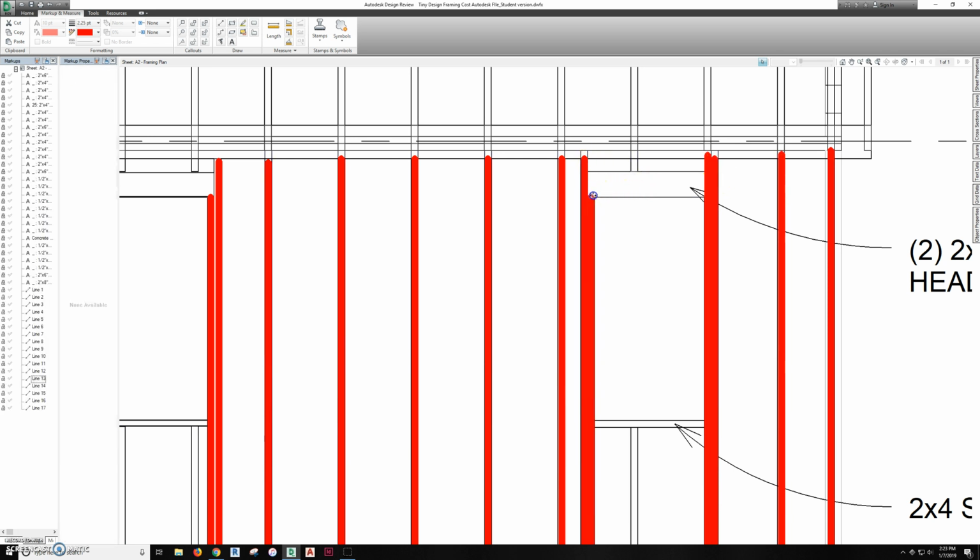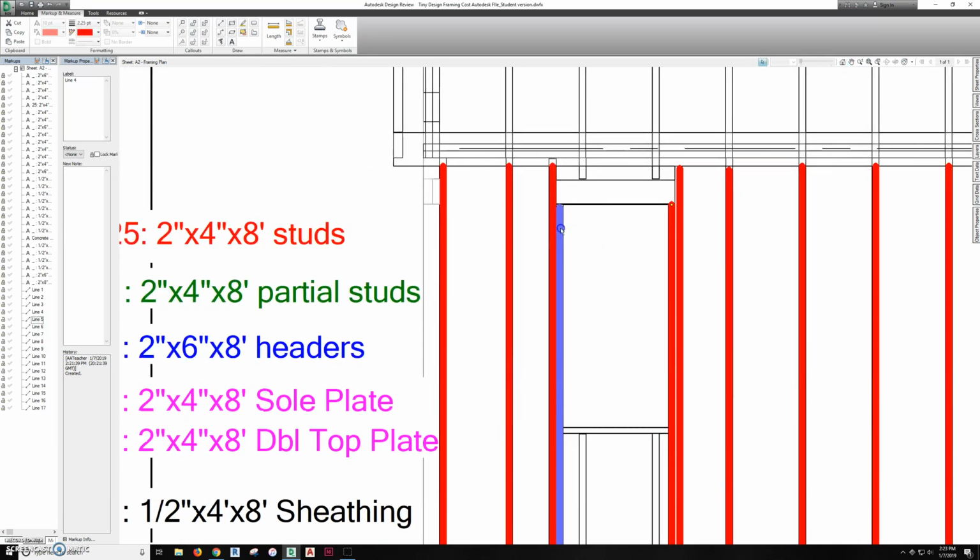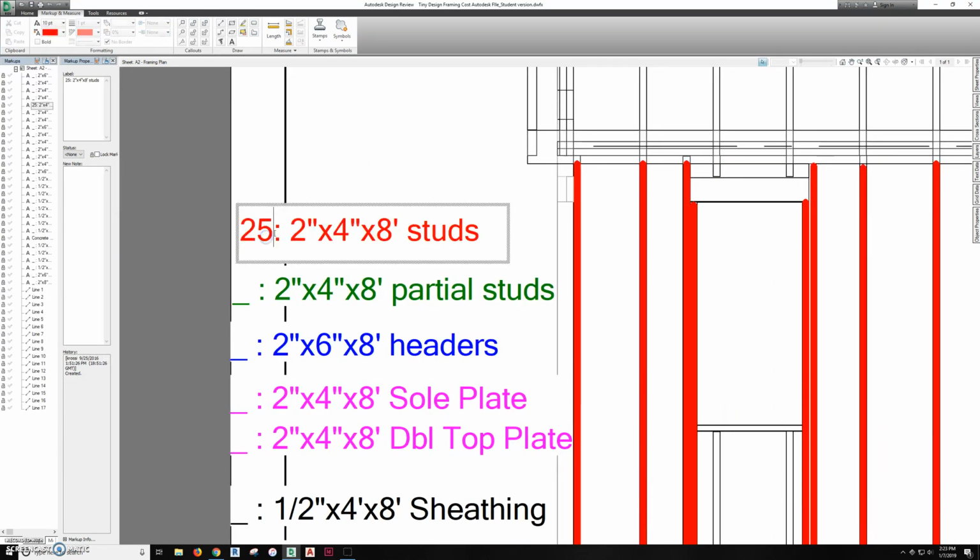1, 2, 3, 4, 5. Oops, these are my little ones. So let's start over. 1, 2, 3, 4, 5, 6, 7, 8, 9, 10, 11, 12, 13, 14, 15, 16, 17. Awesome. So now I'm going to double click and write 17.